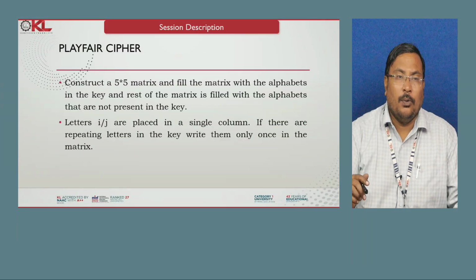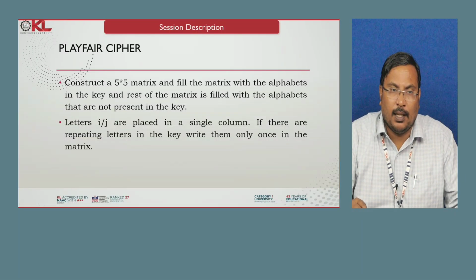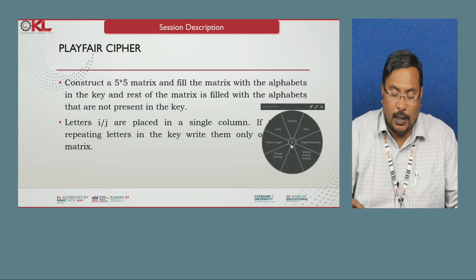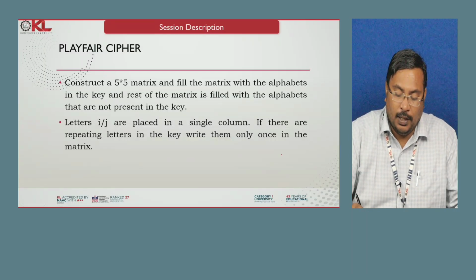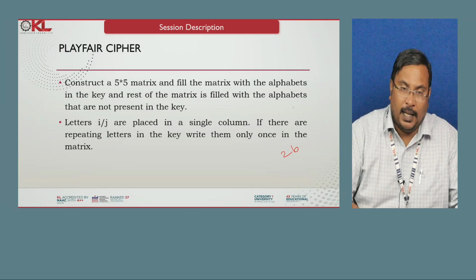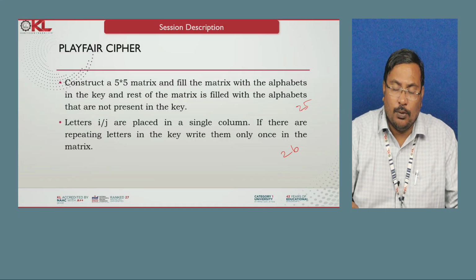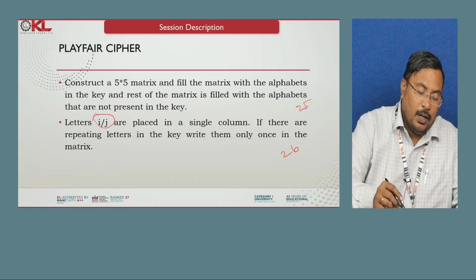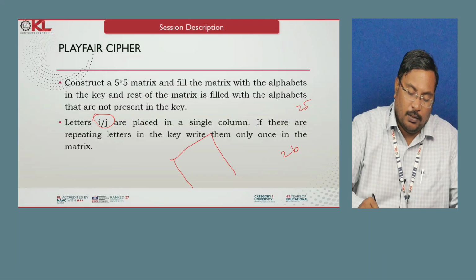In Playfair, we construct a 5 by 5 matrix and fill the matrix with the alphabets. We have a total of 26 letters, but the 5 by 5 matrix is able to hold only 25 letters, so the I and J letters will occupy a single cell. So the matrix will look like this.